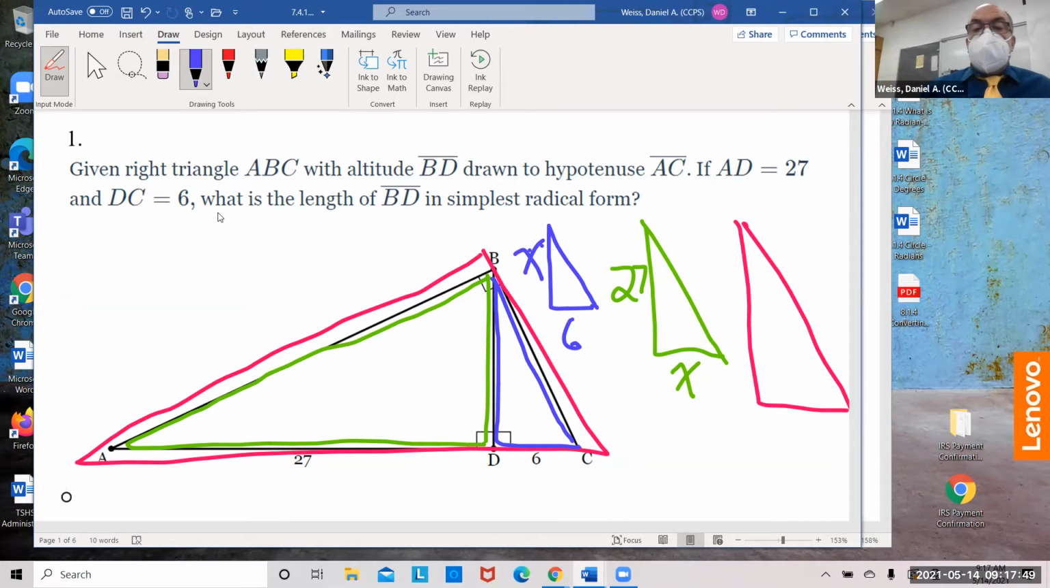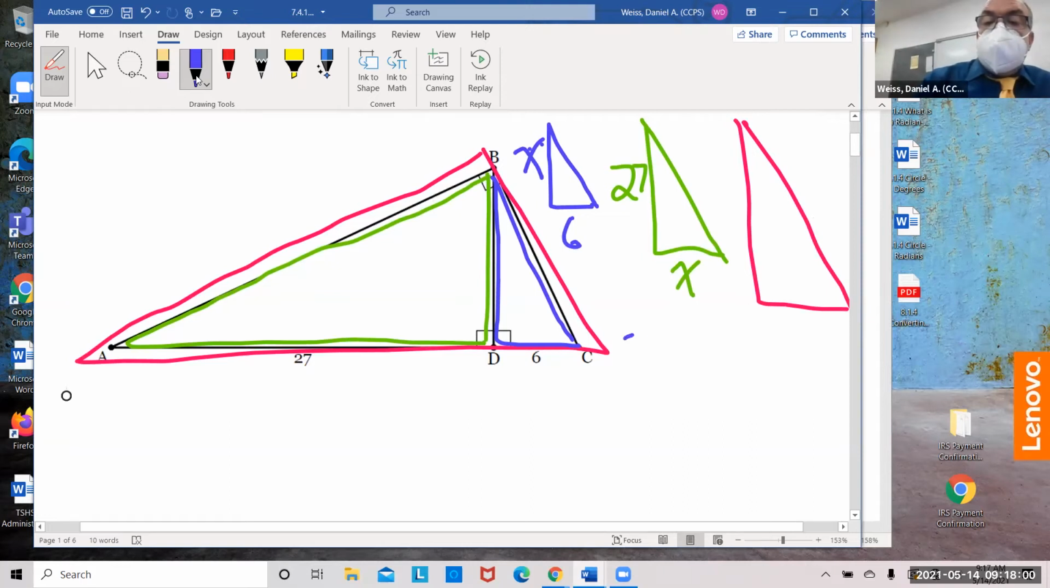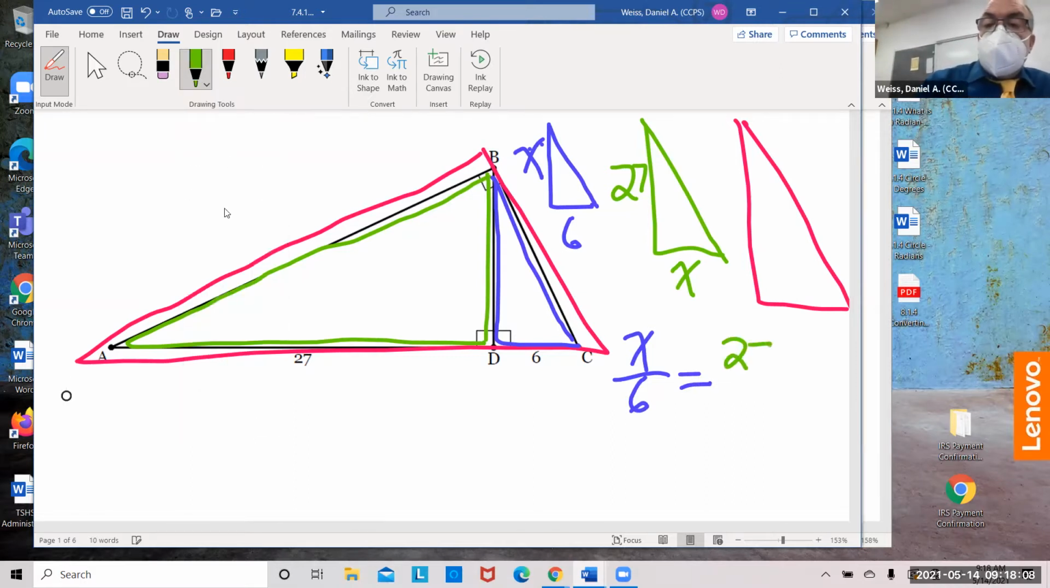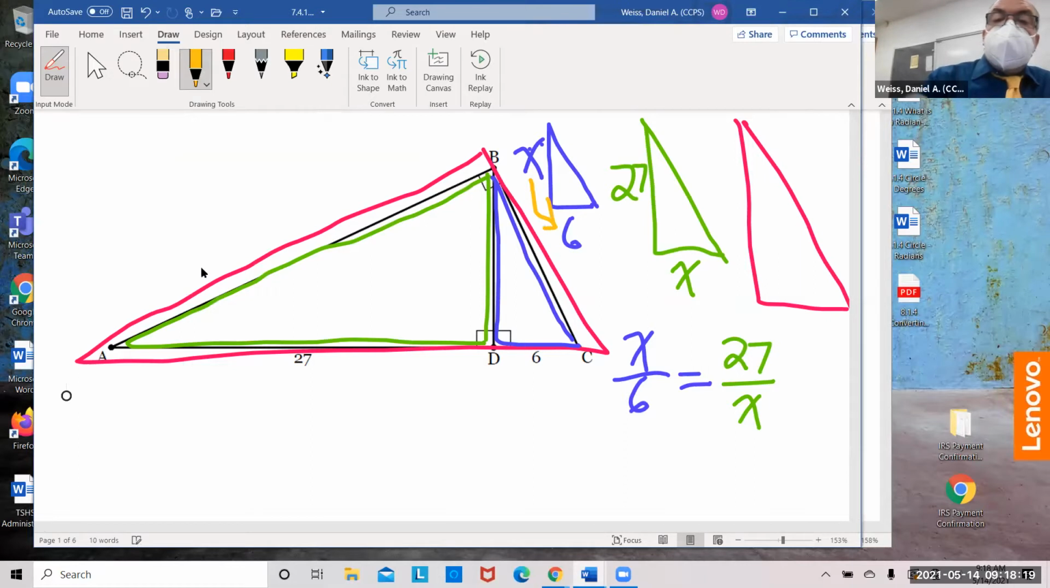Okay, so here's what I'm saying. I'm saying that X is to 6 as 27 is to X. Meaning, I'm saying this guy to this guy is the same as this guy to this guy. Long leg to short leg equals long leg to short leg.